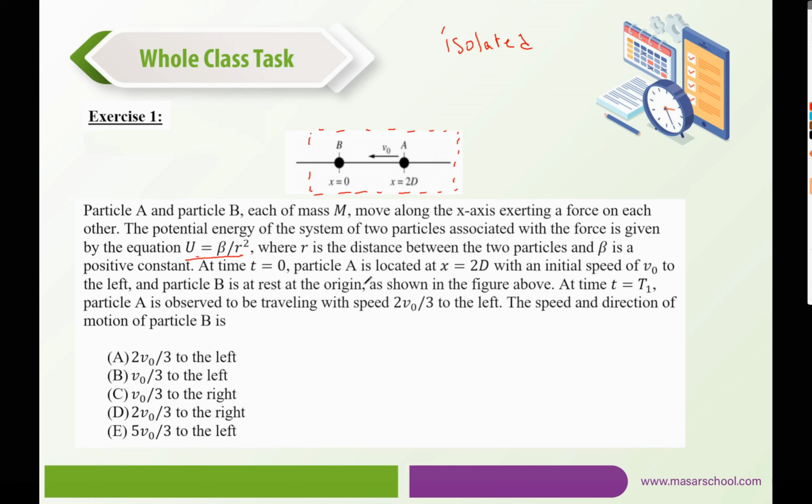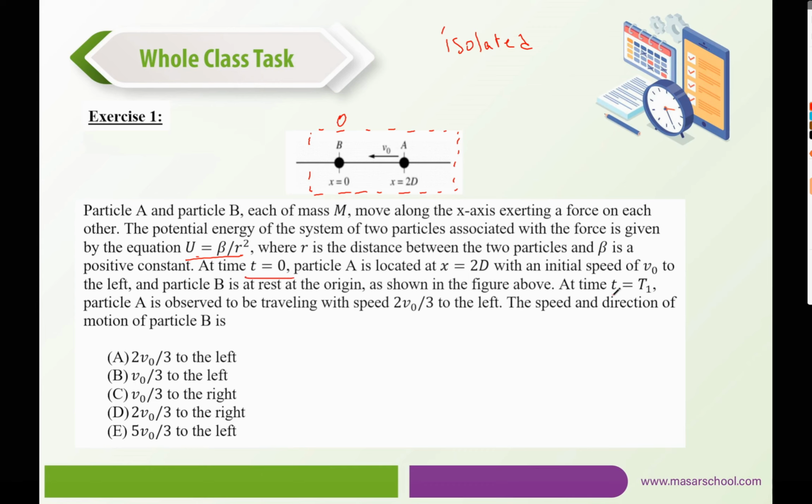At time t equal to 0, particle A is located at x equal to 2d with an initial speed of v0 to the left, and particle B is at rest at the origin, as shown in the figure above. At time t equal to t1, particle A is observed to be traveling with the speed 2v0 over 3 to the left. Find the speed and the direction of the motion of particle B. So what's happening here is that before collision the speed of particle B is 0 and particle A is moving to the left with the speed v0. Not before collision, but at the instant t equal to 0.